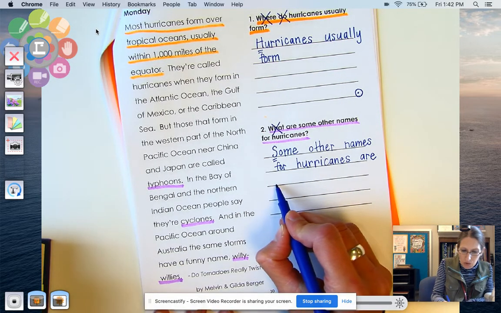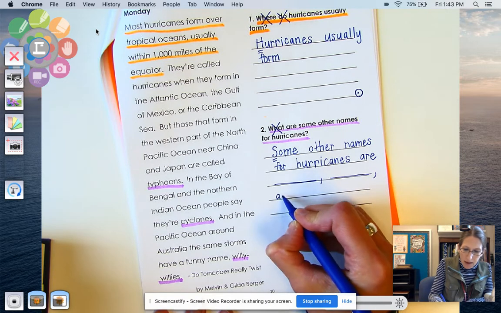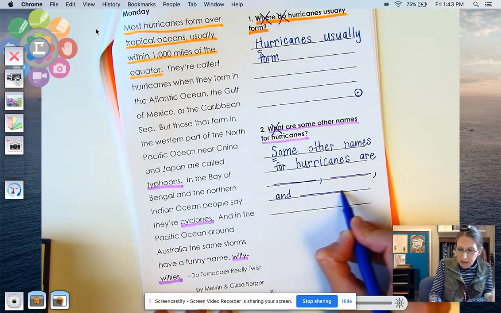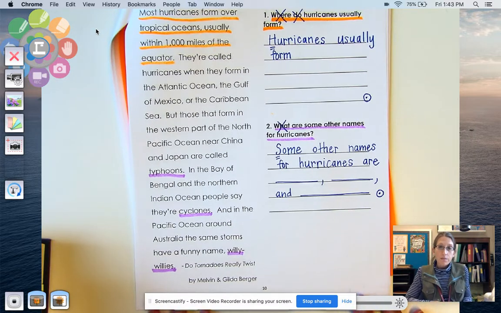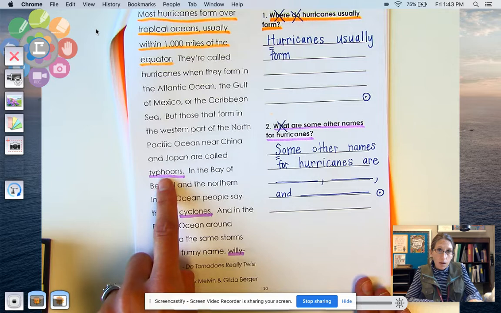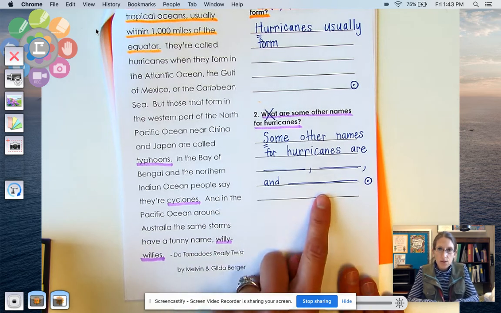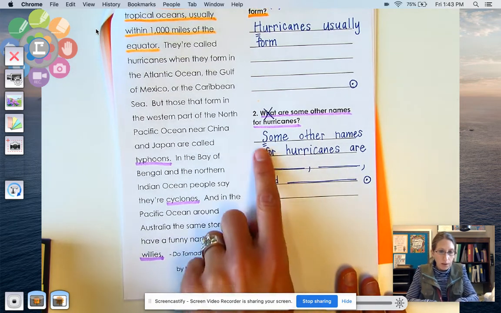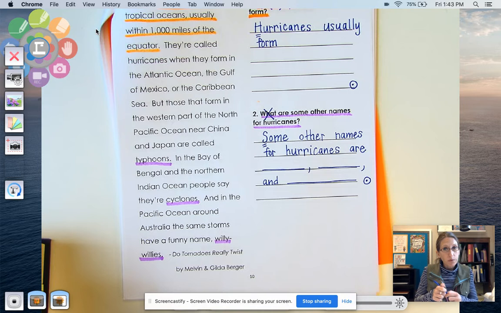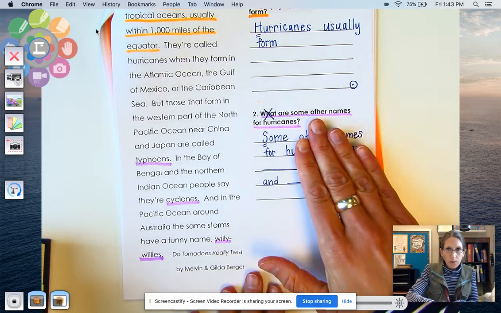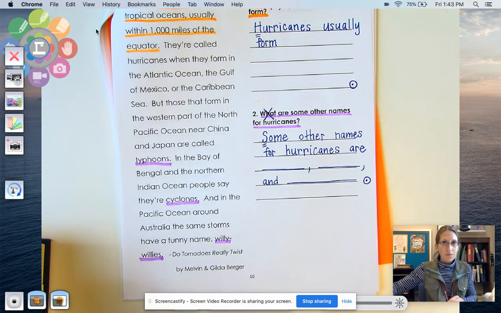So I'm going to help you get started. I'm going to do blank, blank, and blank. And there's our end mark. All right, because we have three different names for hurricanes. Well, they're called hurricanes, but they're also called typhoons, cyclones, and Willy Willies. So what you're going to do is finish this sentence, making sure that you have your capital letter and your end mark, that you're writing neatly, and that you've spelled the words correctly. So if the words are on the paper, they should be spelled correctly. It's a really good habit to form by paying attention to the spelling of things.